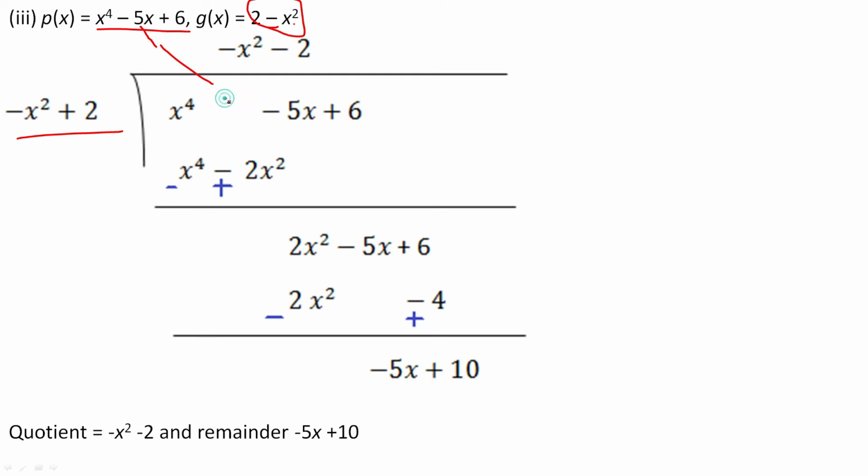P of x you can put it here as it is. x power 3 is missing, so when you write, leave some space for writing x power 3. It is not there, so you can put 0.